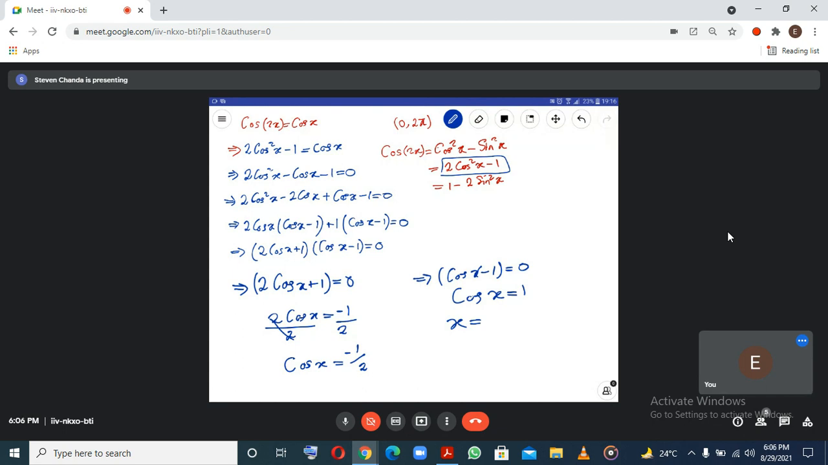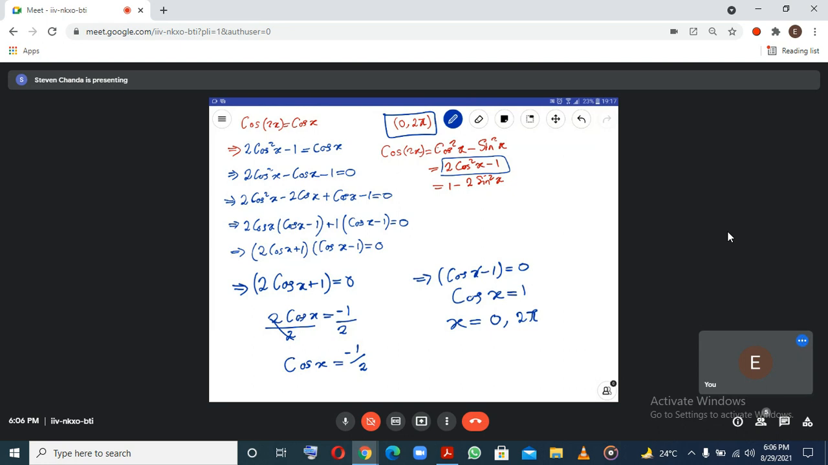Okay, so x is going to be 0, and then it can also be 2 pi. Okay, so those are the values, but remember the range which they've given us, right? Look at the range here on top. You see that it does not include 2 pi, because on the 2 pi, it's not a curly bracket, it's a parenthesis.